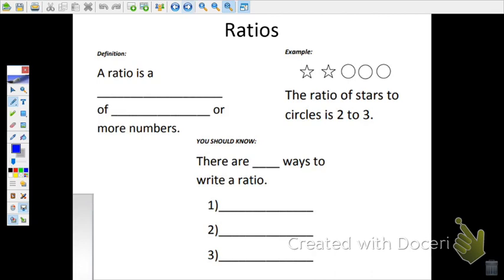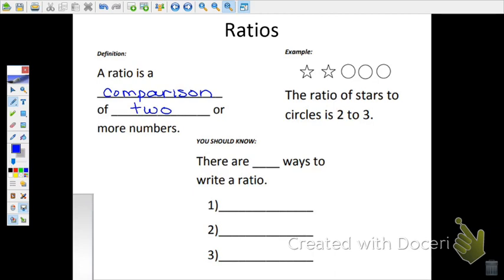In your interactive notebook, first piece we're going to look at is that ratios piece. If you open that up, the top portion says a ratio is a comparison of two or more numbers. A comparison of two or more numbers. Most of the time in algebra, when we are working with ratios, we are going to be comparing two numbers. Right? But you can compare more than two.